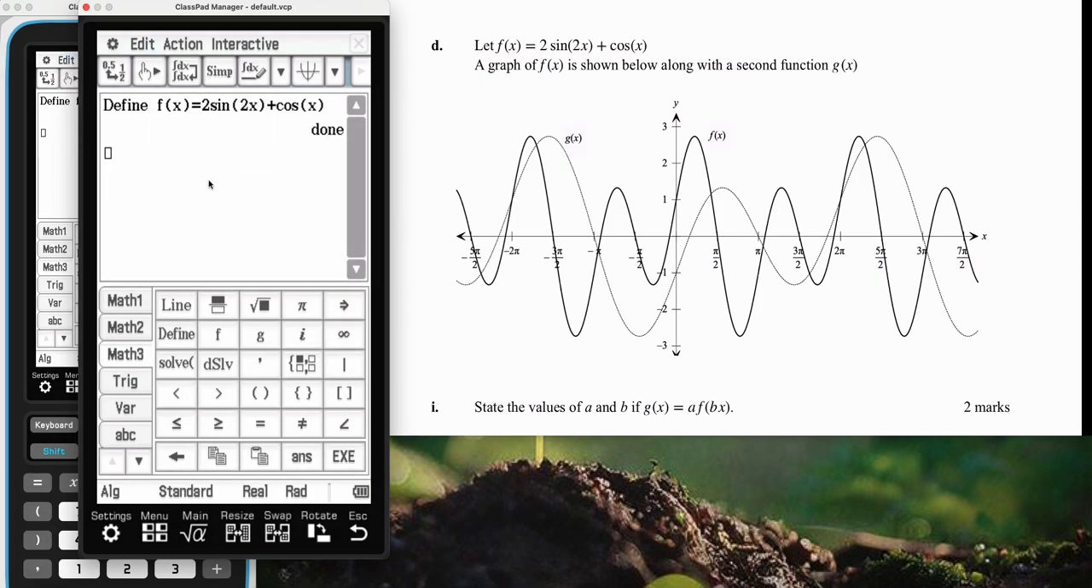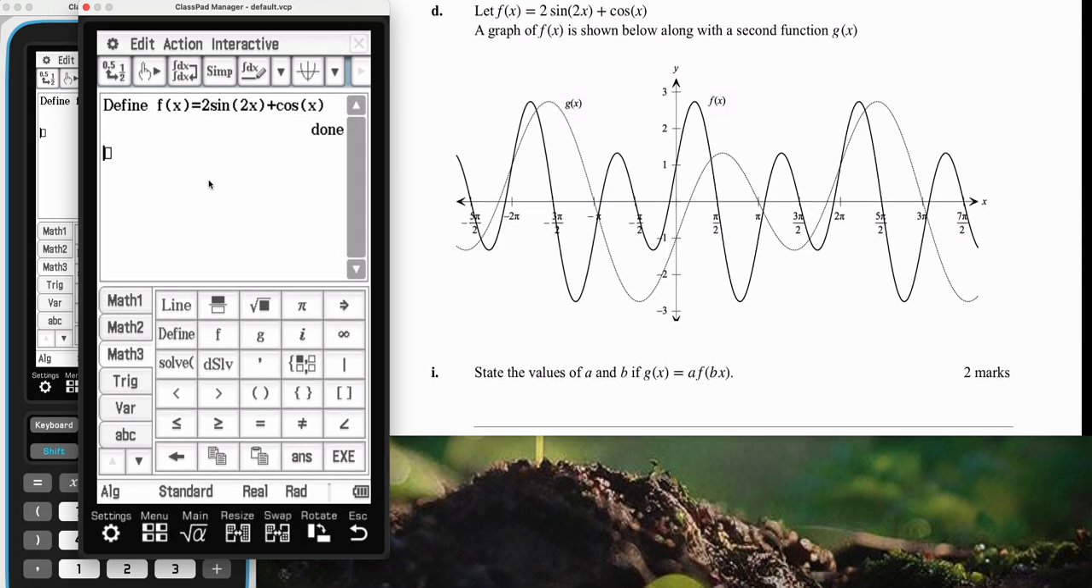Okay, so I have defined this function and I'm trying to work out the values of A and B so that this function f of x looks like this function g of x. There's a couple of ways you can go about this. One of them is to use intuition. I can see that that bit there is kind of reflected there. But the maximums are not changed.